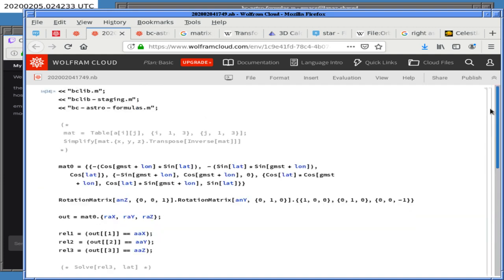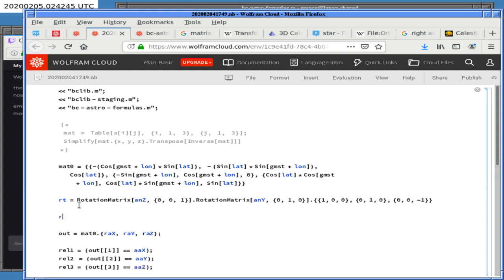So let's just call this RT, the rotation matrix. For some values of angle Y and angle Z, we claim this is going to be equal to mat 0. And actually, that might not be true, but let's find out. I think we can actually just do 1, 1. We don't need to put as much in it. So let's compare the top left element of the two. It's always a good start.